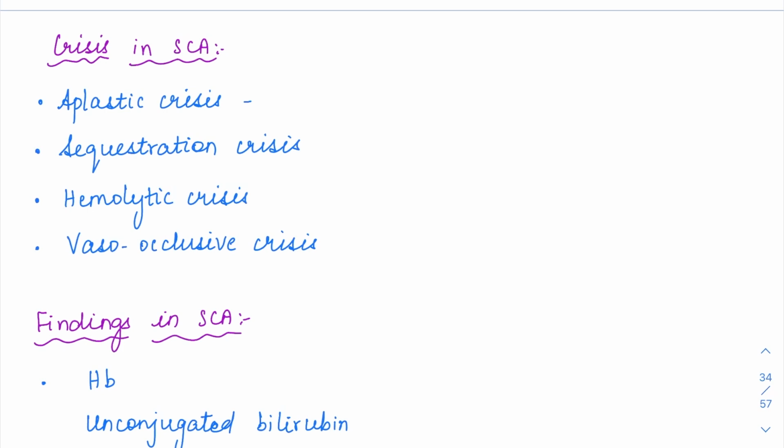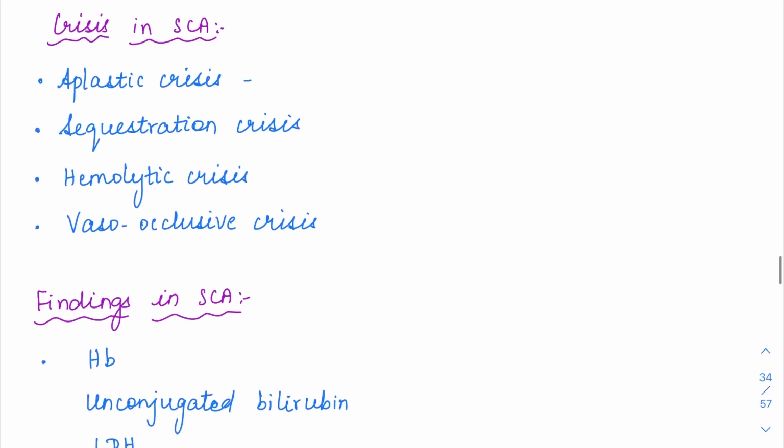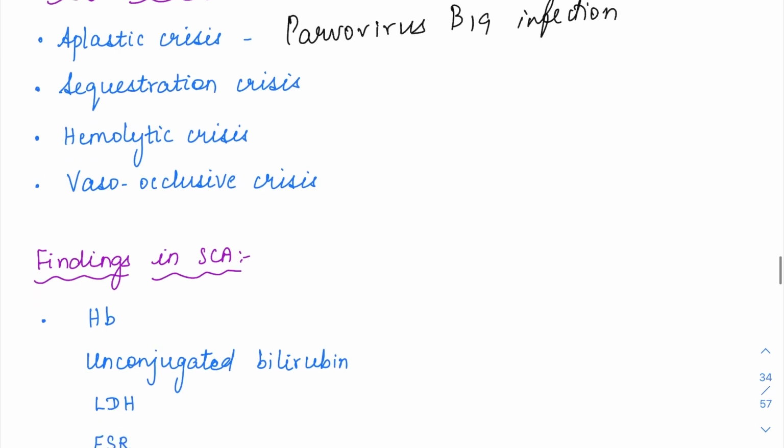When coming to the crisis, sometimes the sickle cell anemia can worsen all of a sudden. That means that they have gone into some crisis. Usually they go into aplastic crisis. Aplastic crisis in the sense, not just anemia, they are going to have a pancytopenic kind of picture. That is usually because of parvovirus B19 infection, because this virus is going to affect the bone marrow precursor cells.